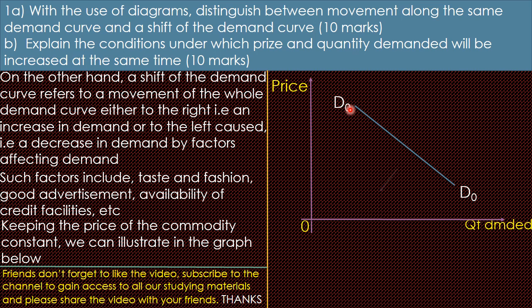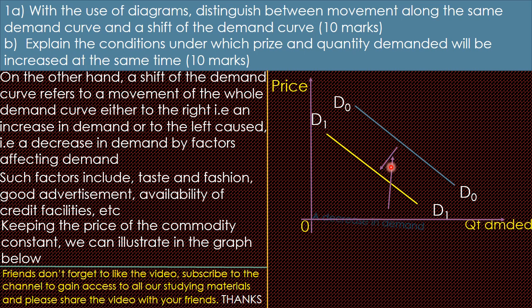Good. Then friends, let's assume that the curve has decreased. The curve has moved to the left. Okay, that has made the demand curve to decrease, right? Let's give it a name. We can call it D1. D1. That is a shift of the demand curve to the left. You can see that the slope of the demand curve still remains the same, right? It is just a shift from D0 to D1. That is the quantity demanded has decreased. Okay, it has decreased. Good.